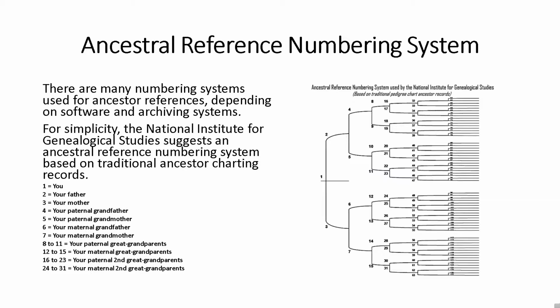Your paternal great-grandparents are numbers 8 through 11. Your maternal great-grandparents are numbers 12 through 15. Your paternal second great-grandparents are numbers 16 to 23, and your maternal second great-grandparents are numbers 24 to 31.